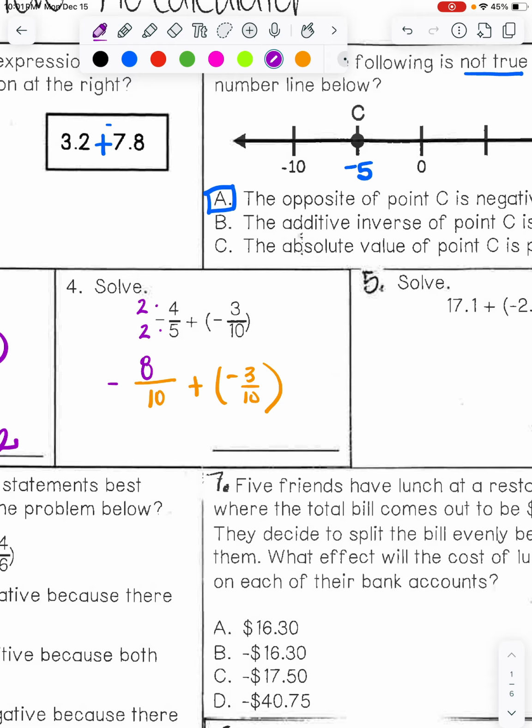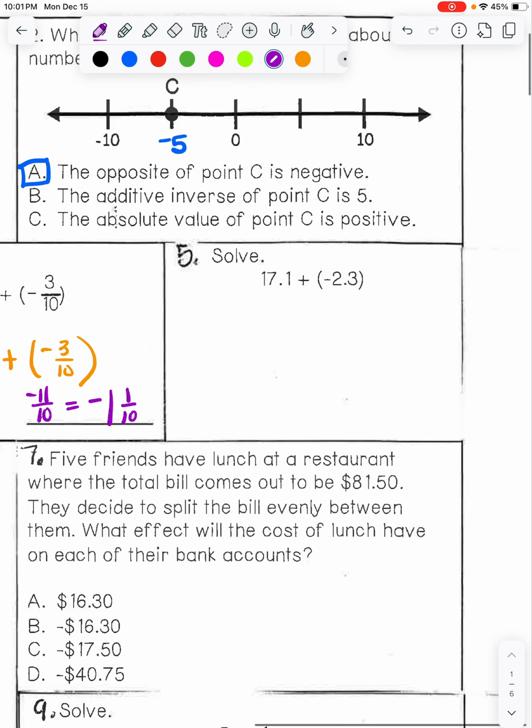So really all I'm doing is adding. Again, the signs are the same. So we'll add negative 8 plus negative 3, which would be a negative 11/10. That is the reduced improper fraction. The correct mixed number would be negative 1 1/10.